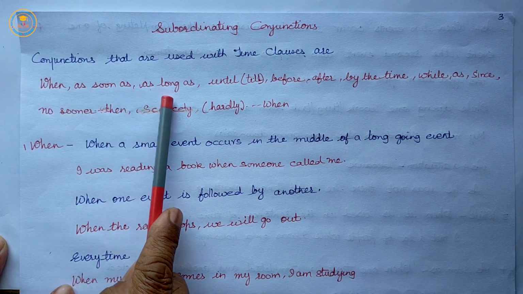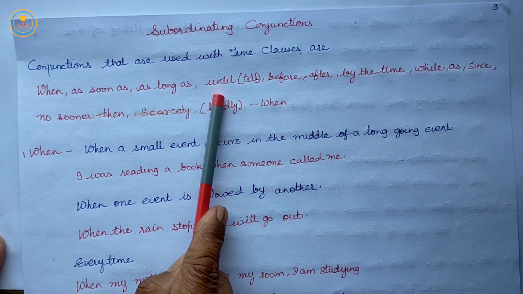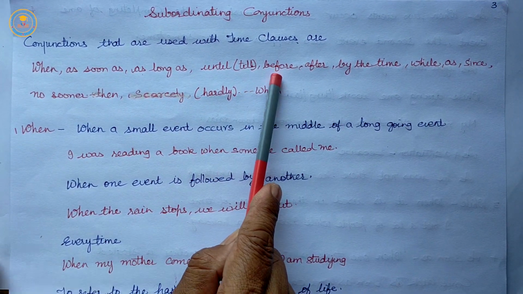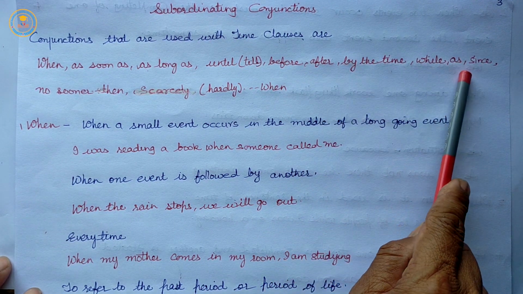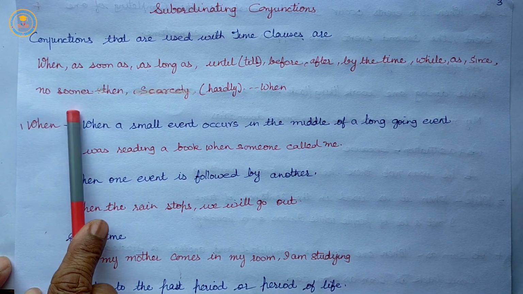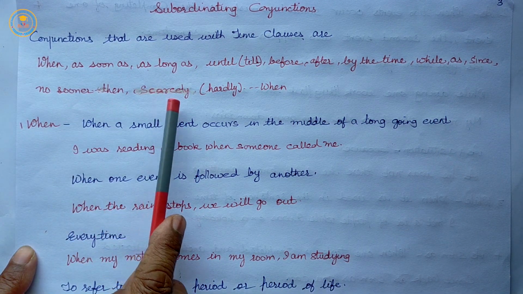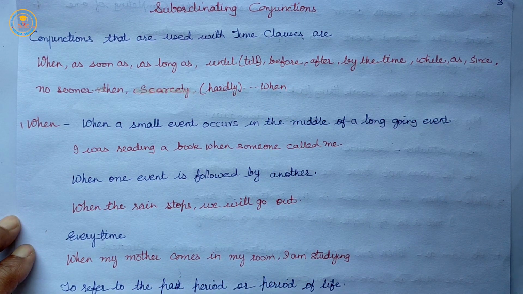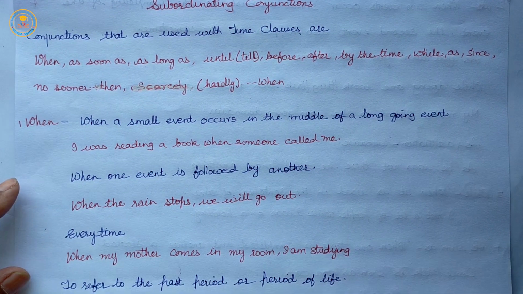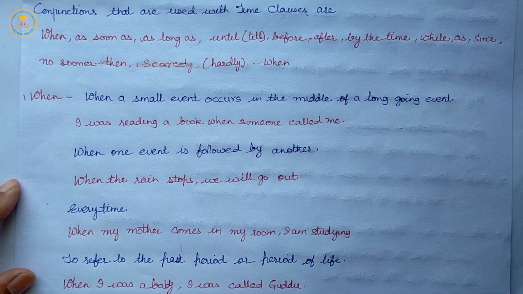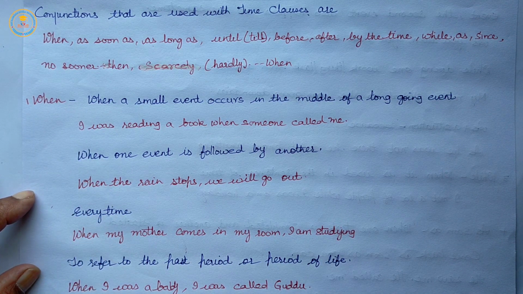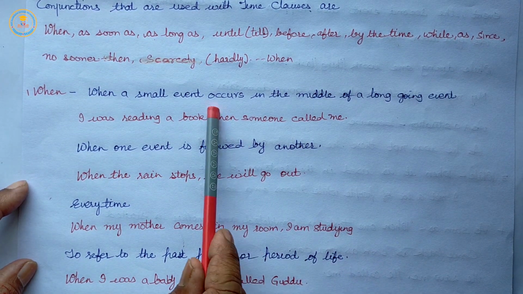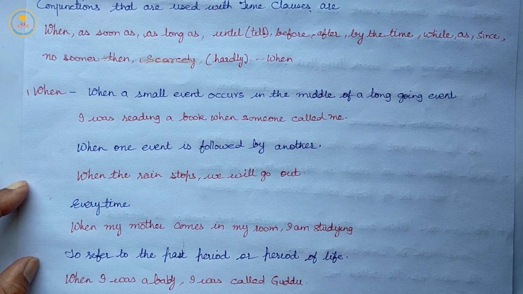When, as soon as, as long as, until, till, before, after, by the time, while, as, since, no sooner than, scarcely or hardly when. So let us move to the first subordinating conjunction. The use of first, when. When is used when a small event occurs in the middle of a long-going event.